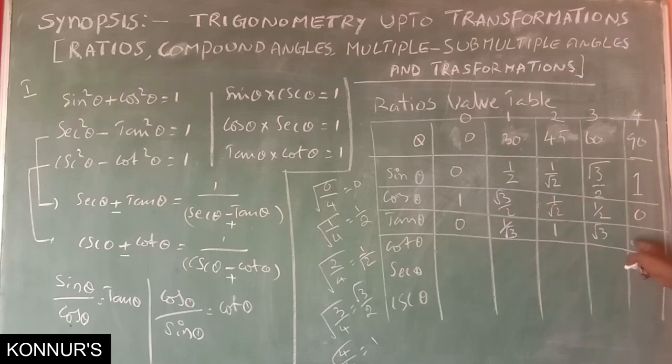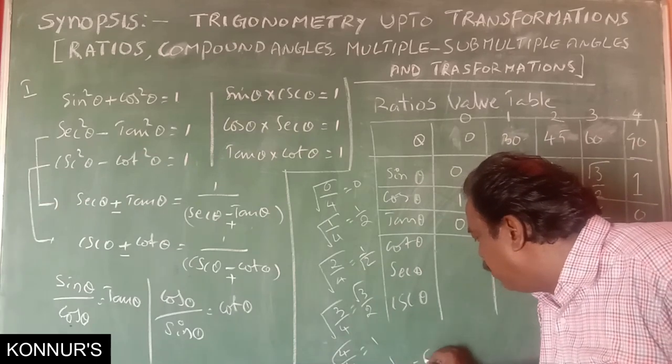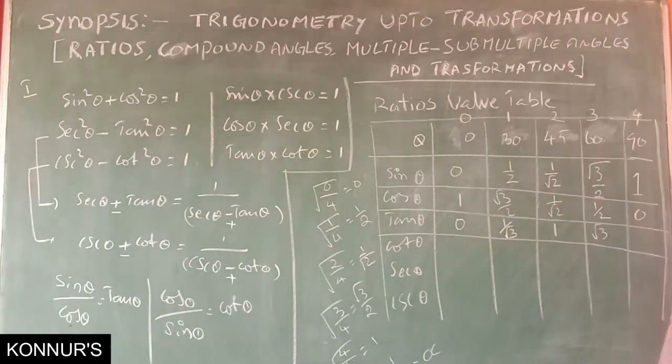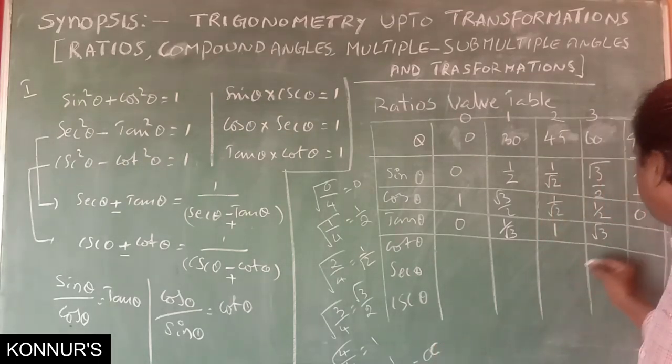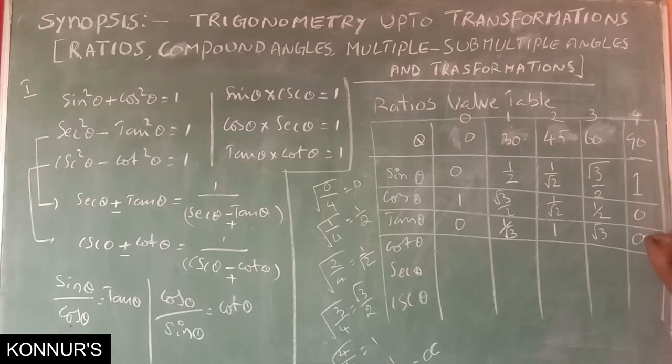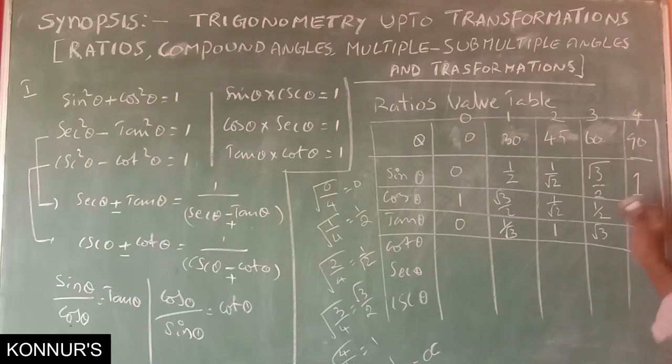Tan 90, sin 90 by cos 90, 1 by 0. It's a different one, 1 by 0. It is infinity, not defined, undefined, but with the notation I am writing, it is infinity. It is not a number, undefined, not possible to define. So 1 by 0, when 0 is in the denominator, is infinity.